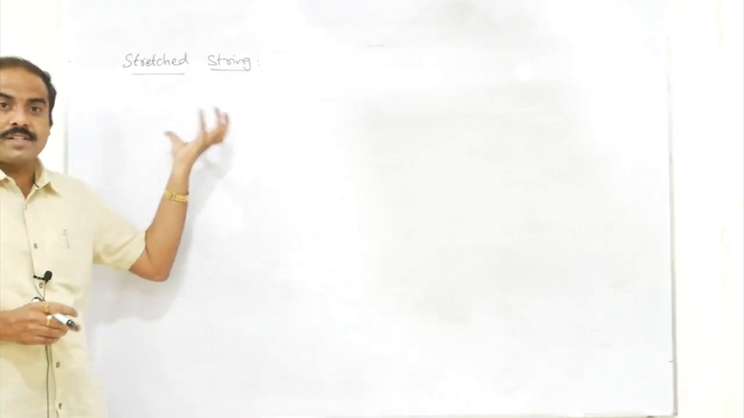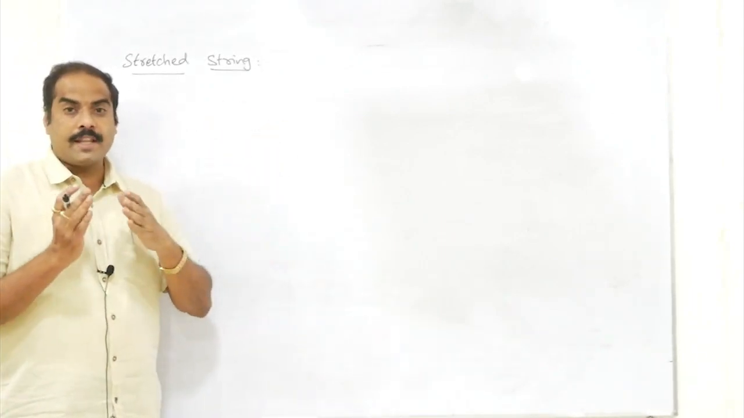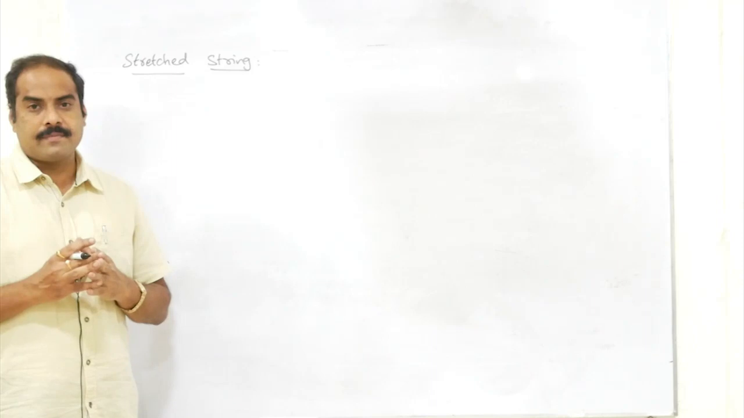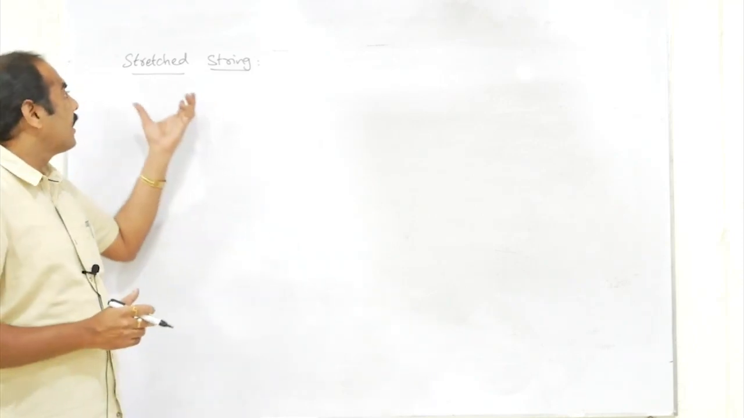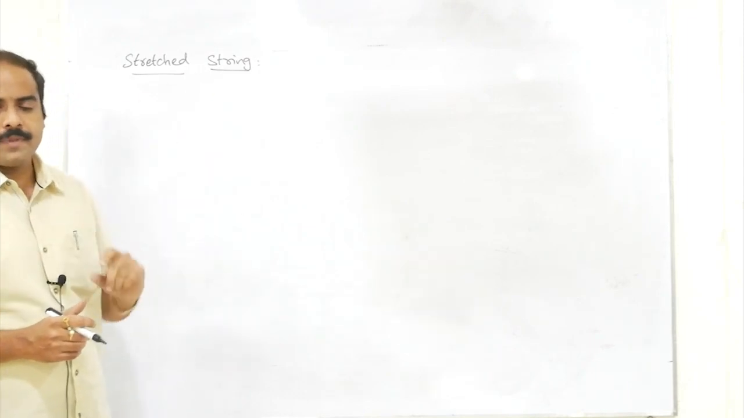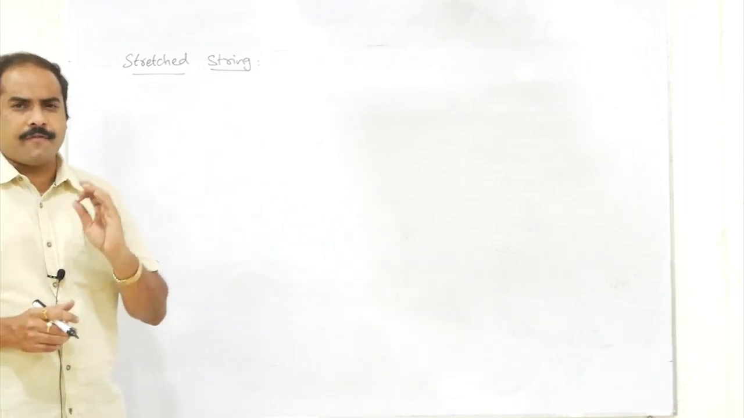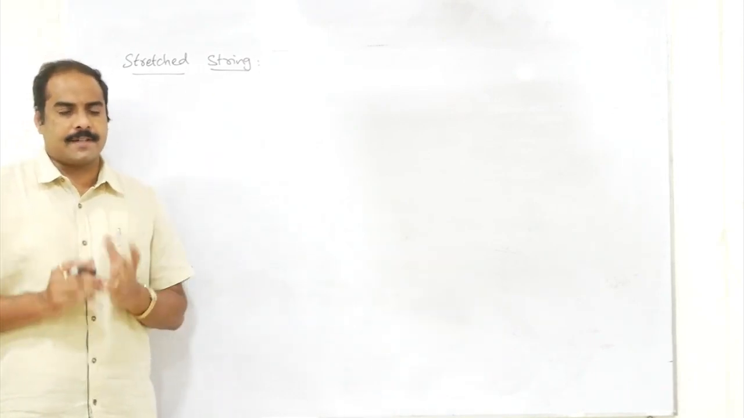In a stretched string, where do we get the nodes and where do we get the antinodes? So what are the harmonics and overtones formed in a stationary wave? Now listen carefully. This is a very, very important essay question.